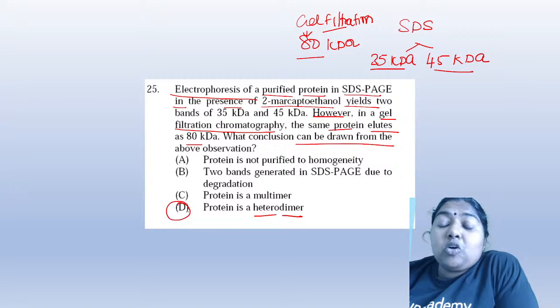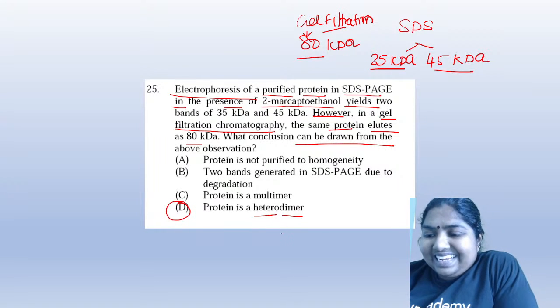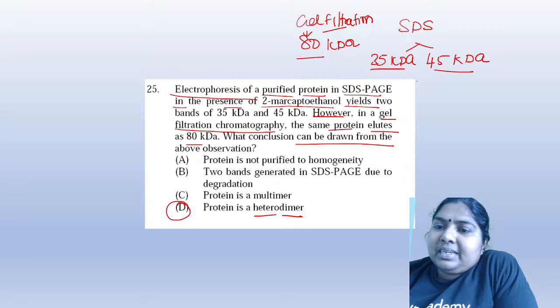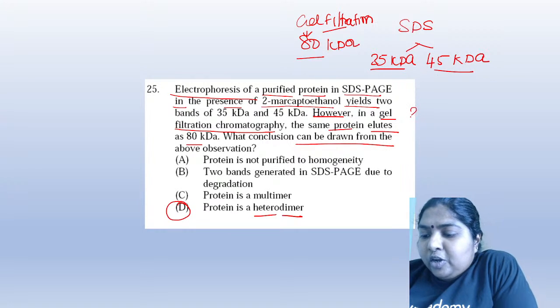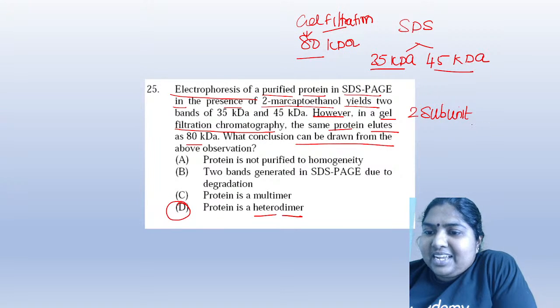So this is going to be absolutely a heterodimer. What do you mean by dimer? Something made up of two subunits. Yes, Aishwarya, I'll tell you. Yes, Vandana. Good. Yes, Mukesh. Very good. If it is made up of two subunits, it is going to be called a dimer.